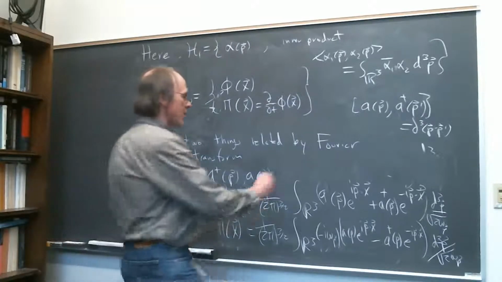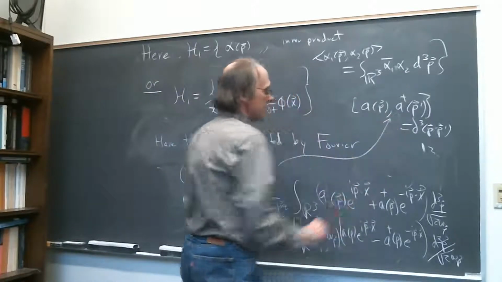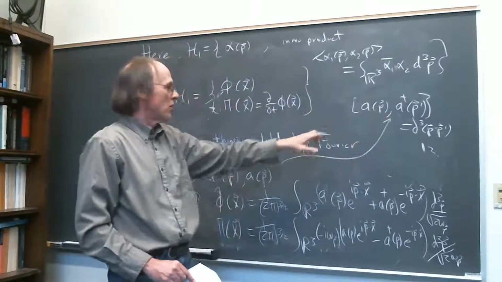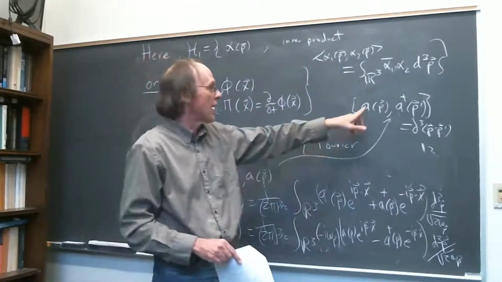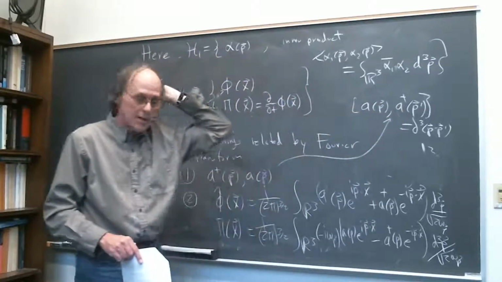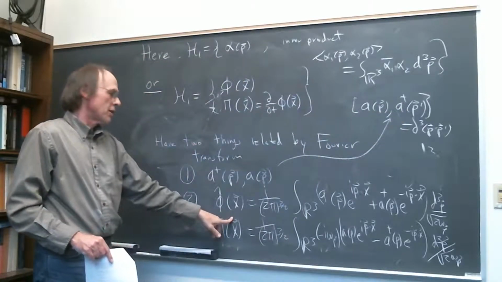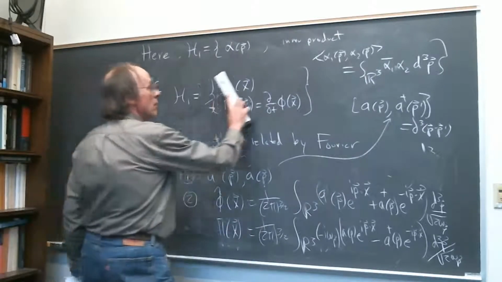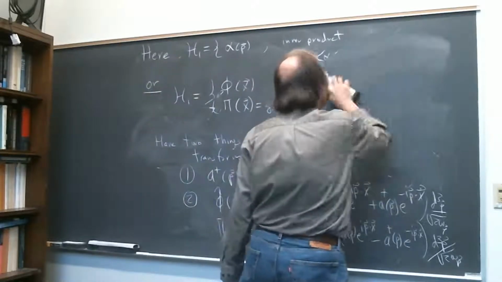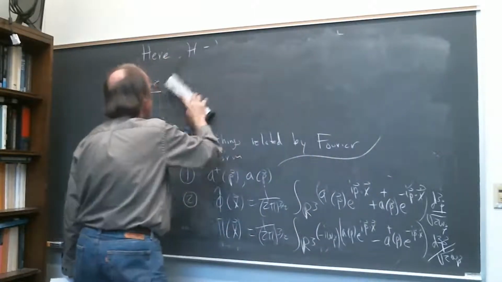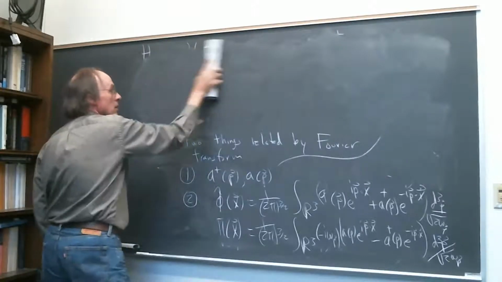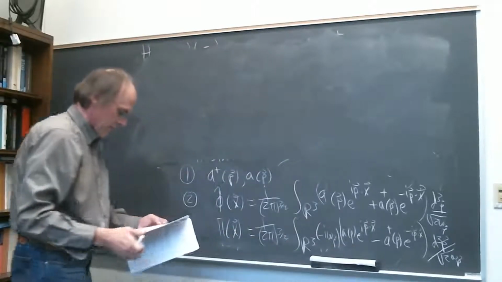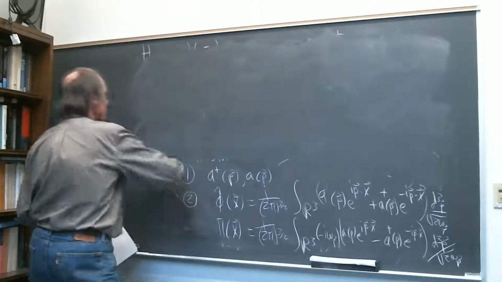So these guys satisfy this thing, which is kind of the quantization of what you would get from a Poisson bracket. You can write down the correct Poisson bracket for the alpha of p's and the alpha bar of p's. Then these guys are going to have commutation relations. So let's write them down.